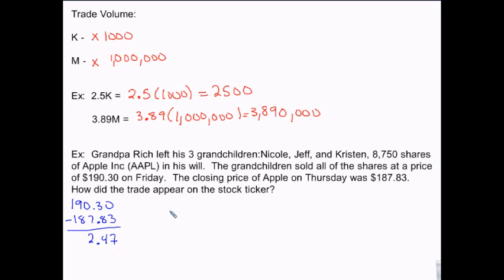Okay, so the ticker is going to be Apple, 8,750 shares. See where that comma is? That's where the decimal is going to go. So 8.75K at 190.30, and it went up because Friday was more than Thursday, 2.47. So that's what the ticker would look like on that one.